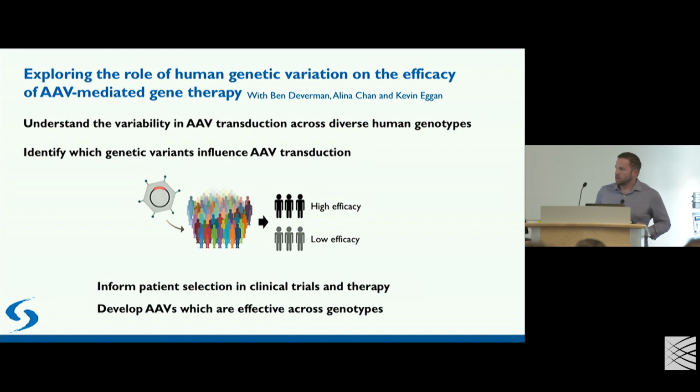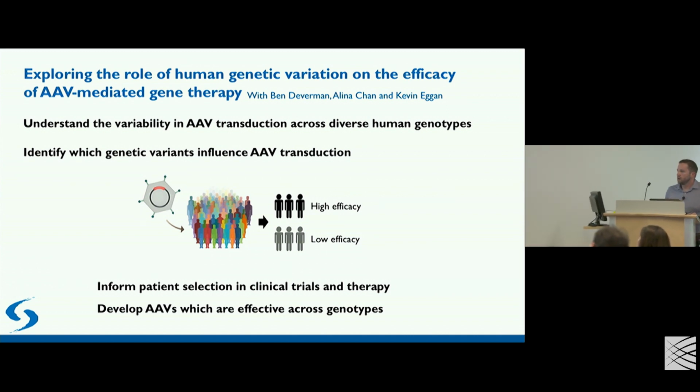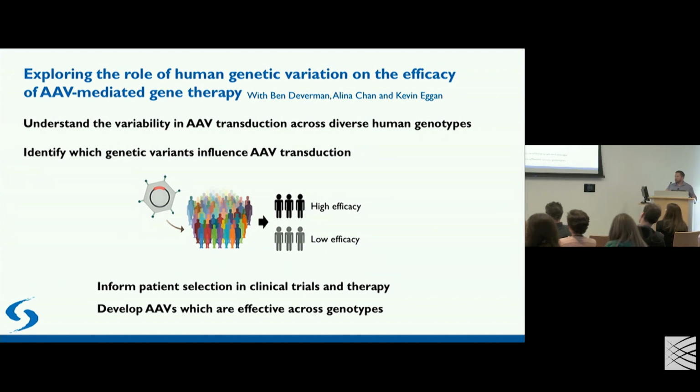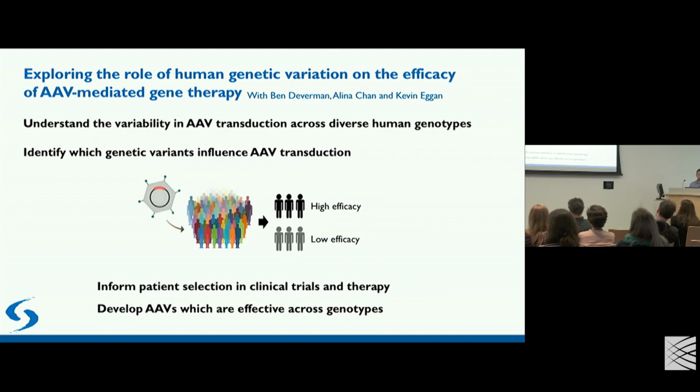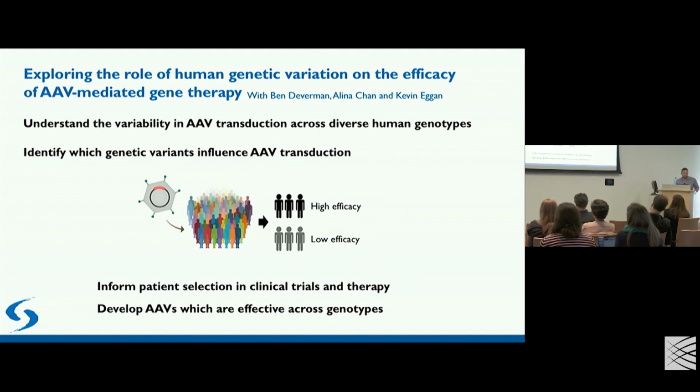And in the future, things like this are going to be very useful in hopefully informing patient selection in clinical trials and gene therapies, as well as allowing us to better develop and engineer AAVs that are effective across a broader range of human genotypes.